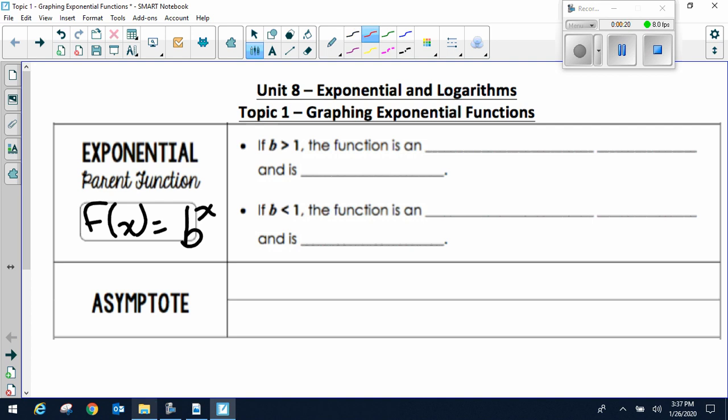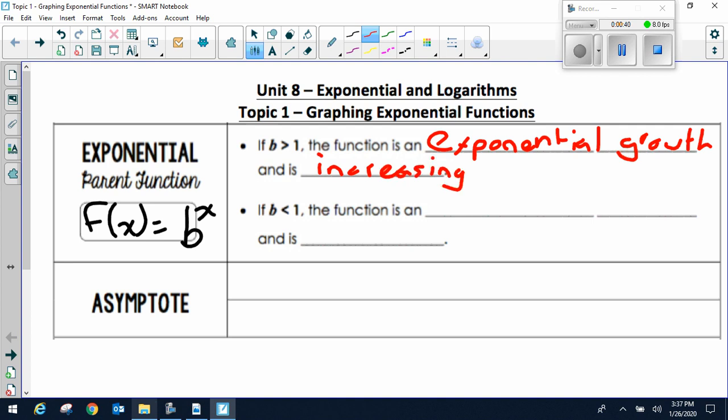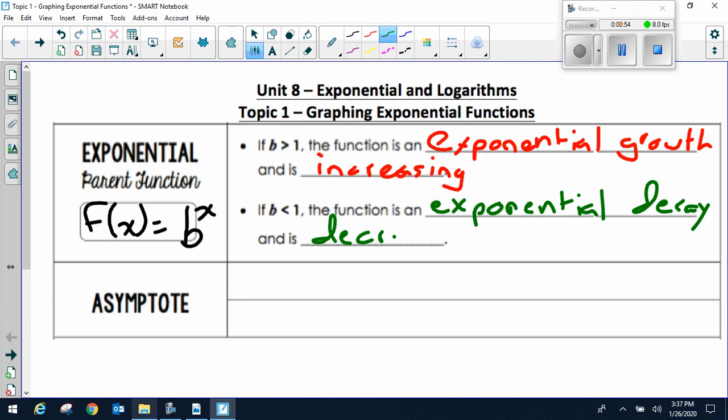You got an exponential growth, and that's if b is bigger than 1. So if b is bigger than 1, that means that you have an exponential growth equation. Okay, and it's always increasing from left to right. Okay. If b is less than 1, that means it's an exponential decay, and is always decreasing from left to right.